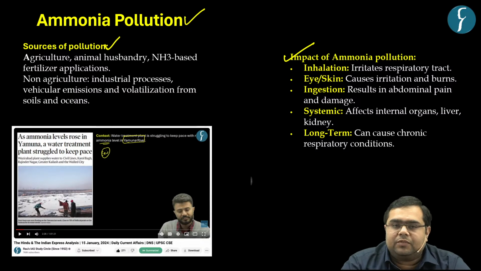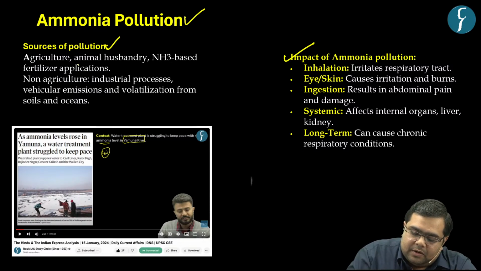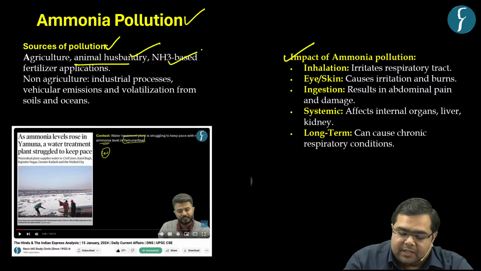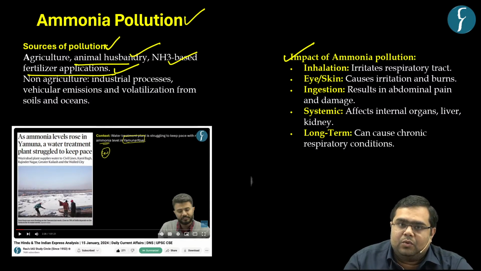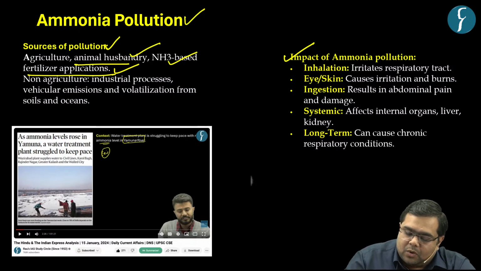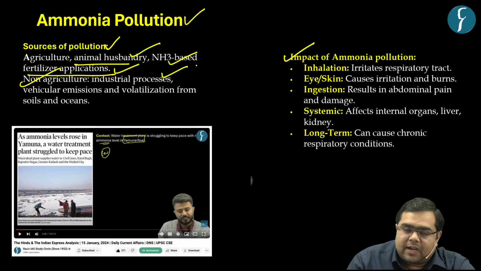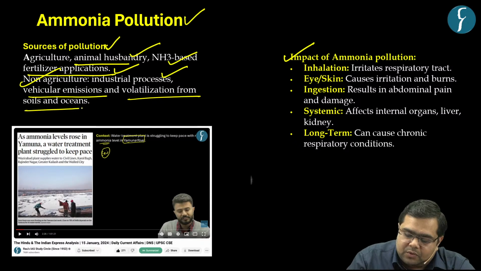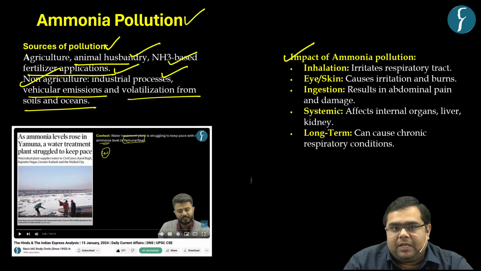The sources of ammonia are divided into 2 parts. The first is agricultural sources of ammonia pollution, and the second is non-agricultural sources. The agricultural sources deal with leftovers of animal husbandry and ammonia-based fertilizers, which are one of the most important sources of ammonia pollution, because in India it is a well-known fact that farmers use ammonia fertilizers more than the required amount. The second aspect is the non-agricultural sources of ammonia, that is various kinds of industrial processes, vehicular emission, and volatilization of soils and oceans. Now you tell me what could be the source of this rising ammonia pollution in river Yamuna, because in the nearby proximity there is very little agricultural activity going on in the NCR region.